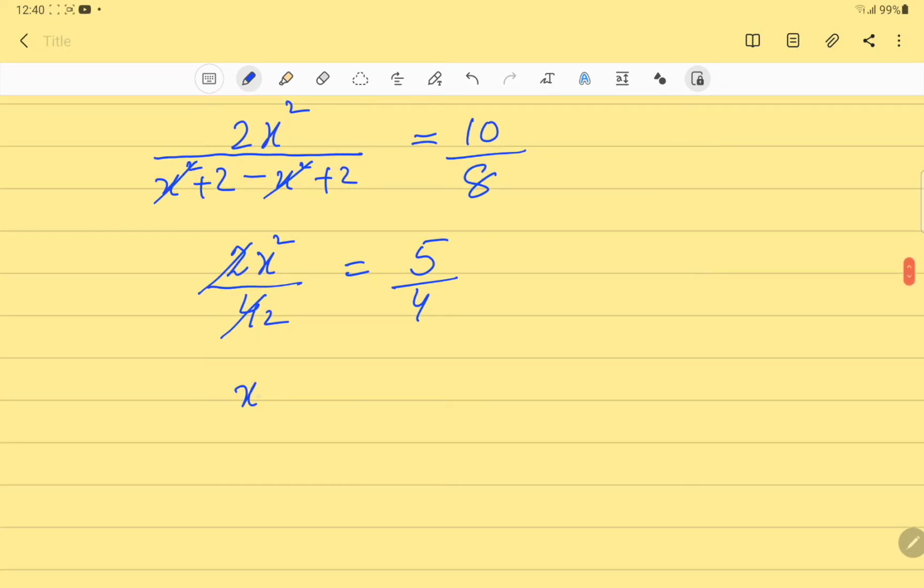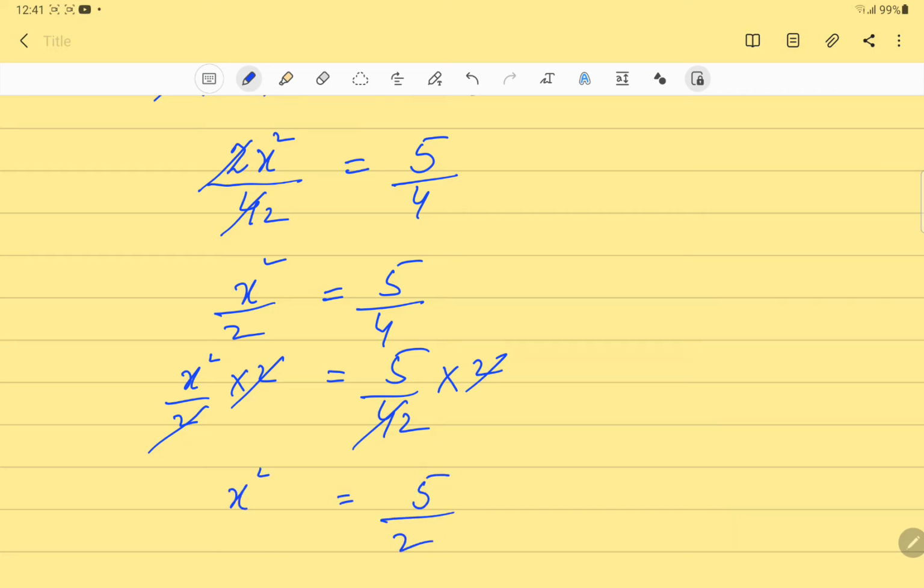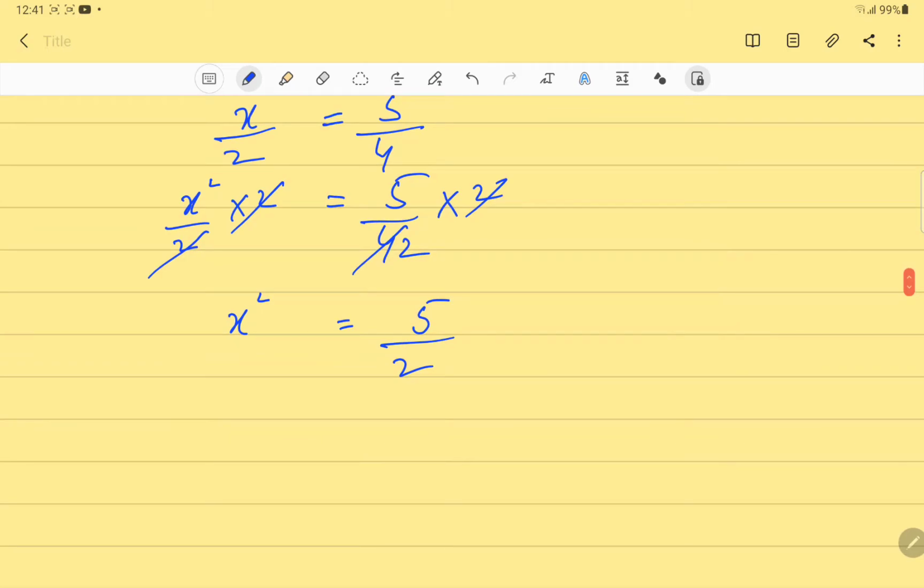So x squared over 2 is equal to 5 over 4. Now we multiply both sides with 2. X squared over 2 into 2 and 5 over 4 into 2. This 2 cancels with 2. This cancels. So it is 2. So x squared is equal to 5 over 2. Now we take square root of both sides.